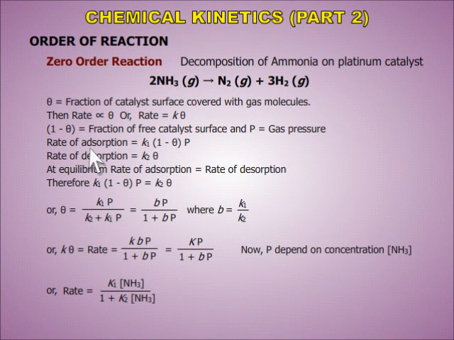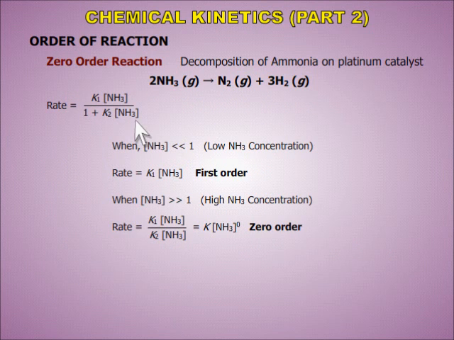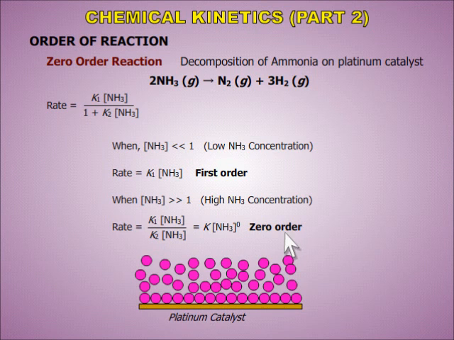The rate of adsorption also depends on the gas pressure. The rate of desorption will depend on theta. At equilibrium, both the rates are equal. After some calculation, we get the rate equation like this. At low concentration of ammonia, this factor is neglected and the reaction follows first order kinetics. At a high concentration of ammonia, one is neglected and the reaction follows zero order kinetics. This is fair enough, as we know that a reaction only happens at the catalyst surface, and when the concentration of ammonia is high, the catalyst surface is saturated with ammonia molecules, which is constant since the catalyst surface is constant.